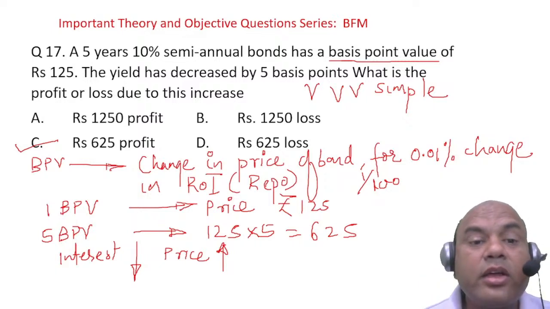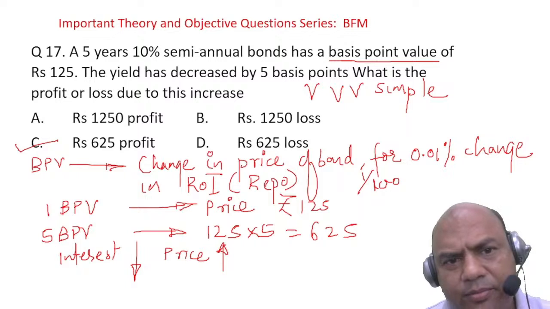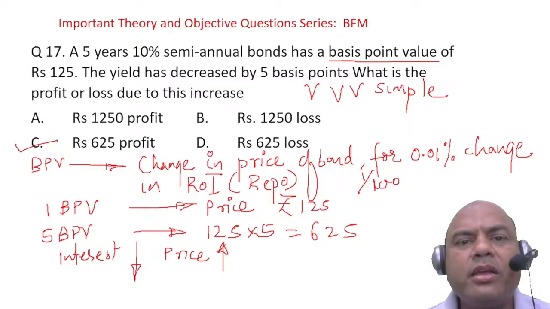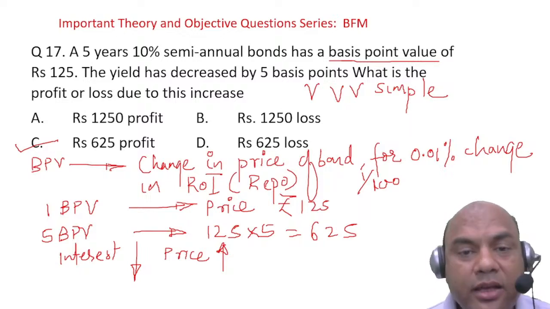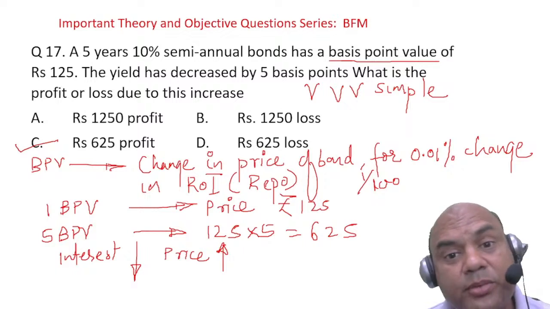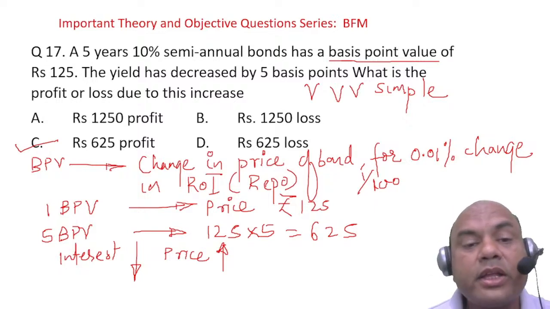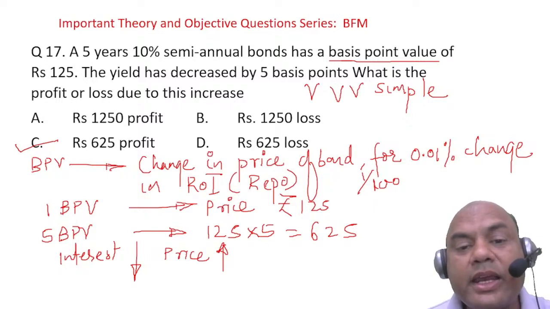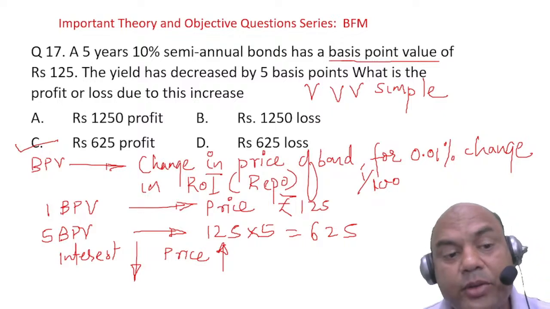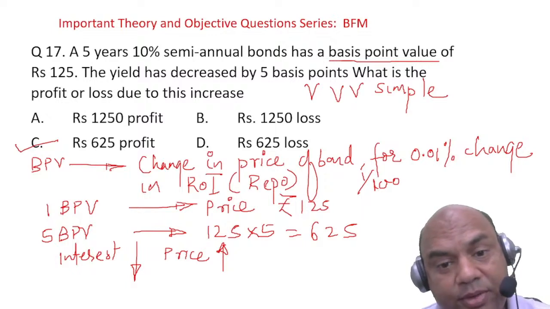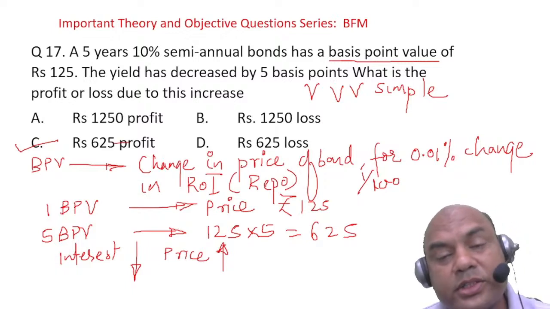If the yield decreased by 5 basis points, yield means interest rate. There are various names for the same word: yield, interest rate, YTM, asking rate. Some books even call it inflation. Market rate. Whatever you call it, it decreased. So the interest rate has gone down, so the price will go up, and I'll be in profit. That's why my answer is 625 profit, not loss. Many of you might have got confused between C and D, whether it's profit or loss. So it's profit.